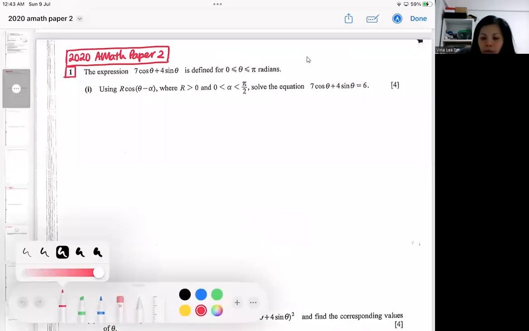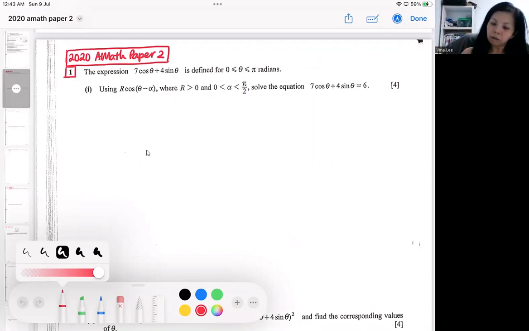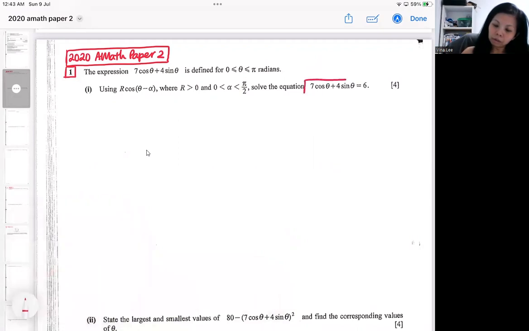Okay, this question is on R formula. The R formula is not part of the formula list, so you actually have to go and memorize it. The main thing is that there is an equation, so the first step that you should do is convert first.